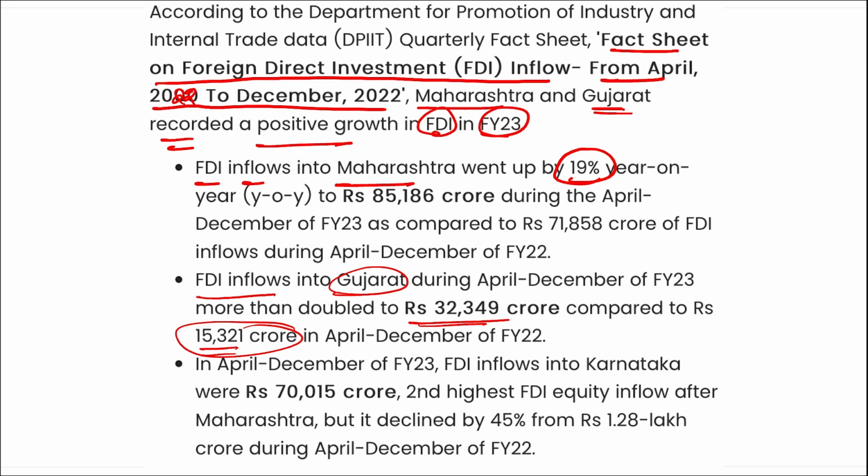Alright, almost doubled in Gujarat and 19% increase in Maharashtra. Similarly, in Karnataka, we saw 70,000 crore rupees and the second highest FDI equity inflow after Maharashtra, but it declined by 40% from 1.28 lakh crore during April-December last year.